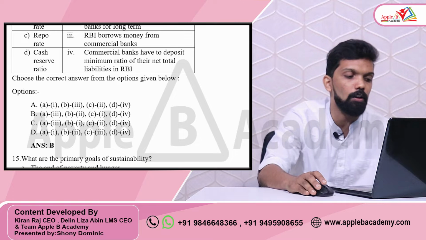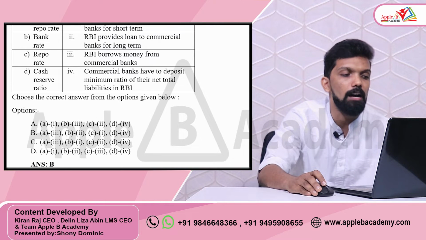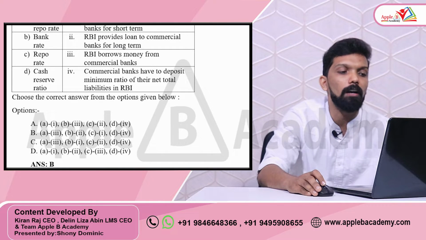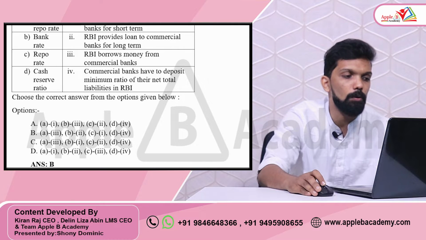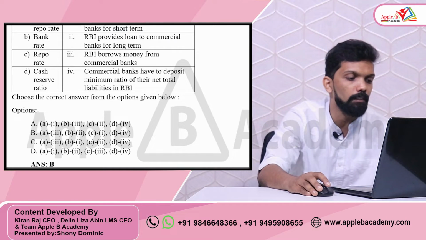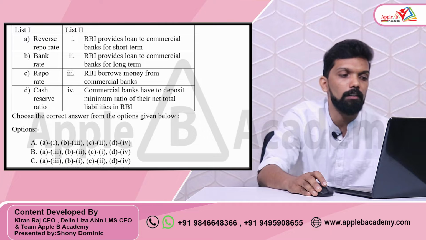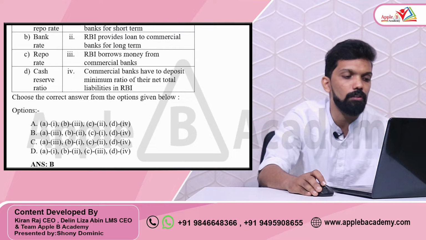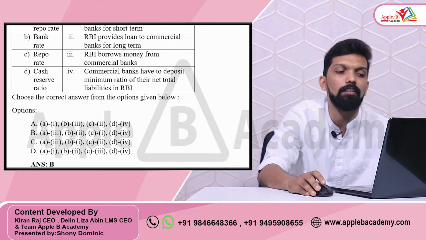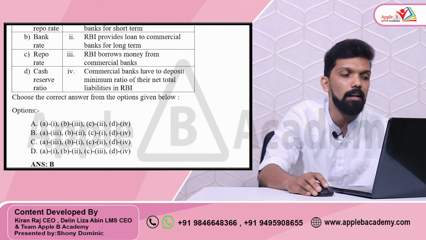The right answer for this question is option B. Reverse repo is connected with RBI borrows money from the commercial banks. Then bank rate is connected with the second one in list 2, RBI provides loan to commercial banks for long term. Then repo rate is connected with the first one, RBI provides loan to commercial banks for short term. The last one, cash reserve ratio, is connected with the fourth one, which is commercial banks have to deposit a minimum ratio of their net total liabilities in RBI.